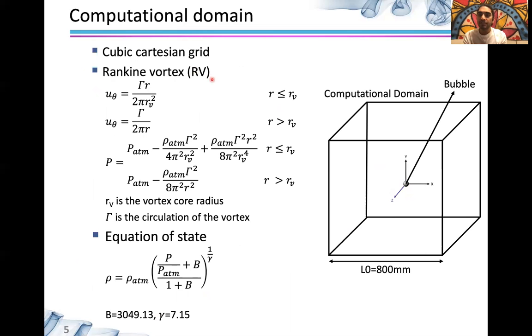We specify the initial conditions in this cubic domain. At the initial condition, we specify the Rankine vortex, where the velocity is given as this and the pressure is given as this. The pressure can be derived by plugging the velocity into the Navier-Stokes equations. We also have the equation of state, but here I have rearranged the equation in terms of density, and the constants are the same as before.